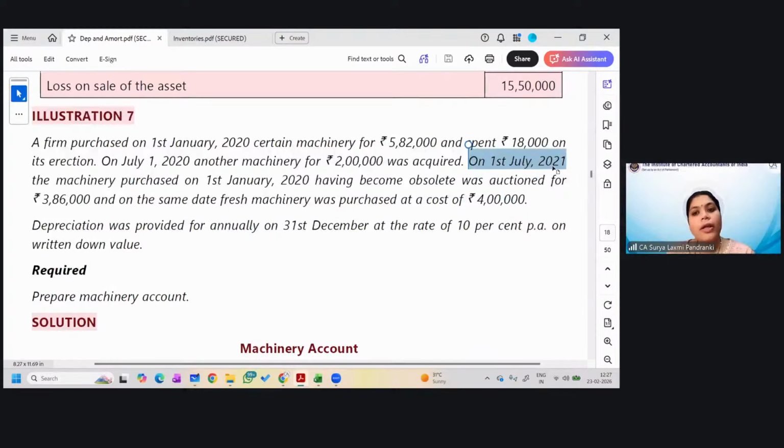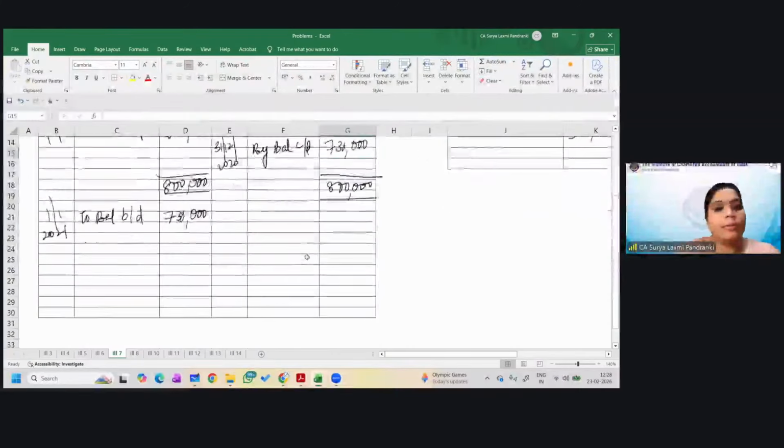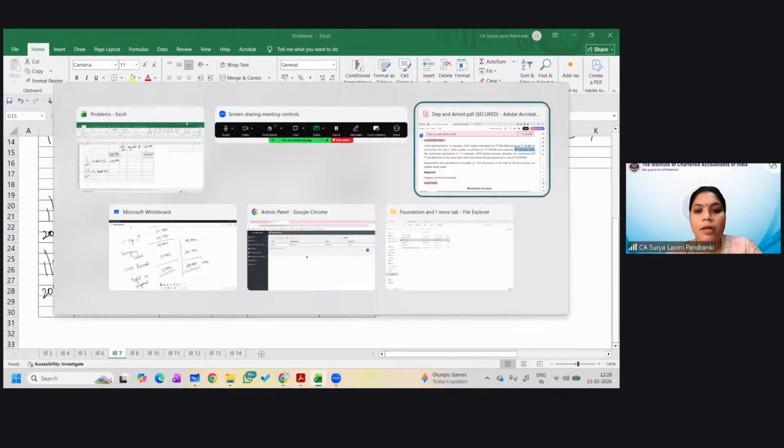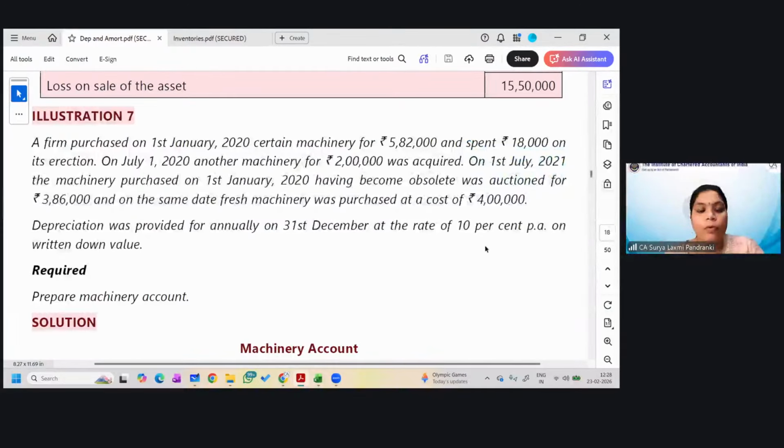Now on 1st July 2021, the first machine which was purchased was obsolete, and it was sold for 3,86,000. Okay. And on the same day, you purchased one more machine also. So let us first do this. On 1st July 2021, you have purchased a new machine, paid to bank account. What is the value of that new machine? 4 lakhs.